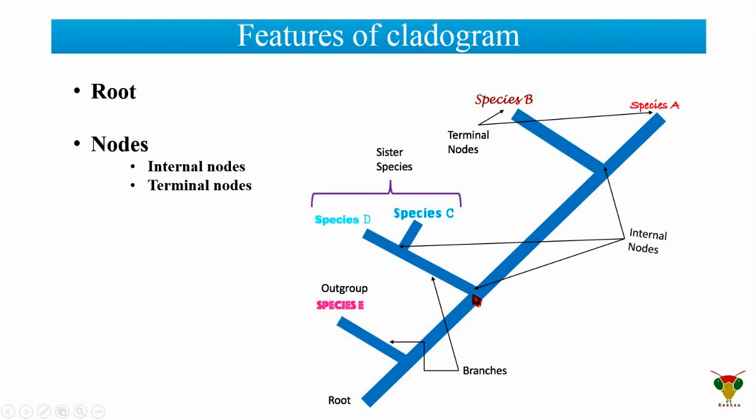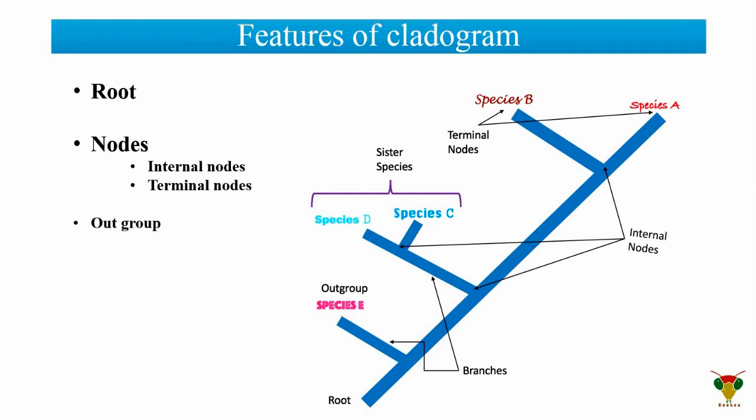The next internal node is when the ancestor of species C and D splits from the ancestor of species B and A. What are terminal nodes? Terminal nodes are the endpoints of the cladogram. In the example below, the terminal nodes are species, but they could also be groups or taxon and so forth.